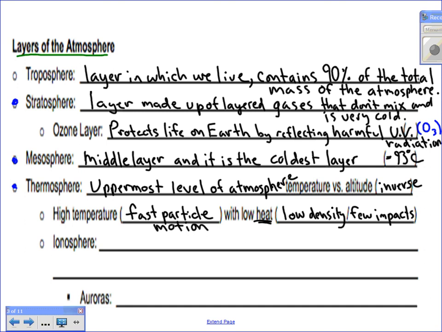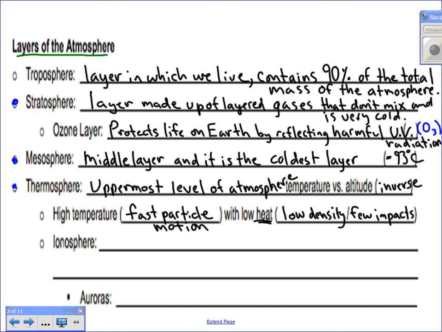Now the ionosphere, this is the uppermost portion of the thermosphere. It's located in the upper mesosphere. Oh, I take that back. It's the lower thermosphere. It's located in the upper mesosphere and in the lower thermosphere. And I will be able to show you that in a minute here. This is where there are electrically charged particles, and this forms the auroras that we have seen before. These are also known as the northern lights.